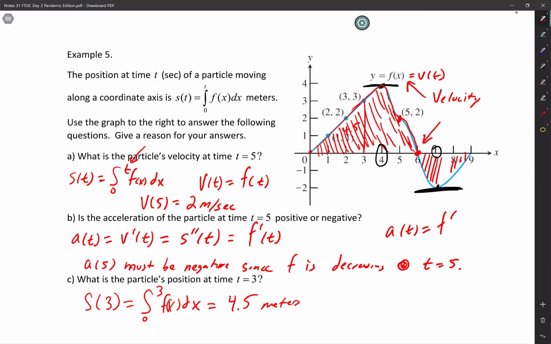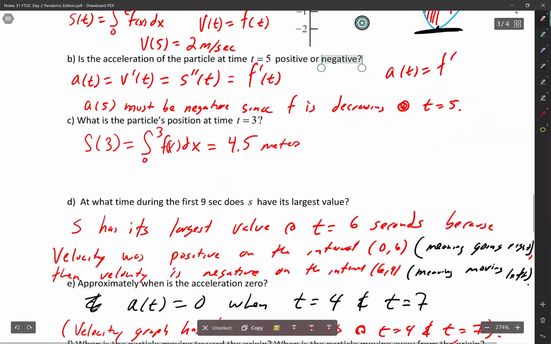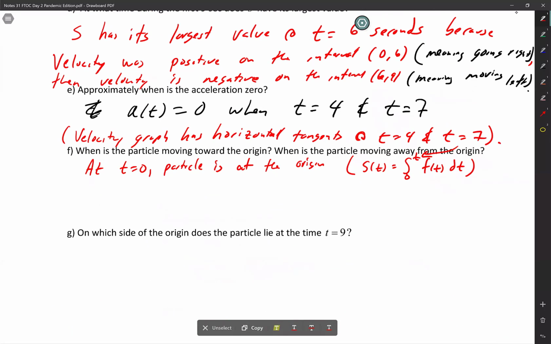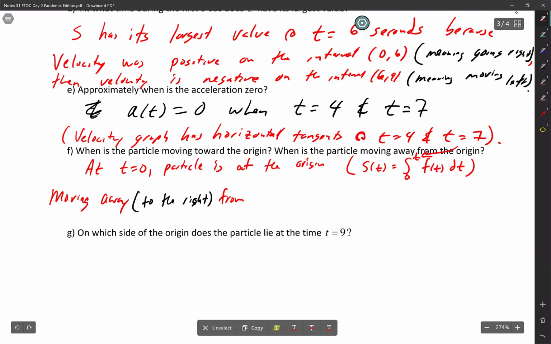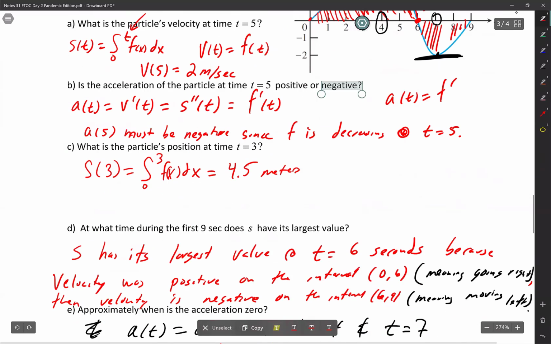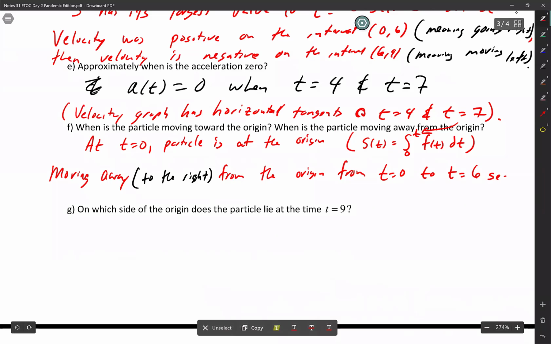Even if you move to the left the whole time, you're still moving away from the origin. So moving away from the origin, and I'm going to write moving away, and in parentheses, I'm going to put right, to the right, from t equals 0 to t equals 6. And I could have written it in interval notation, I just decided to spell it out.